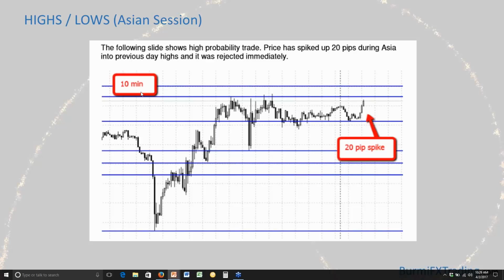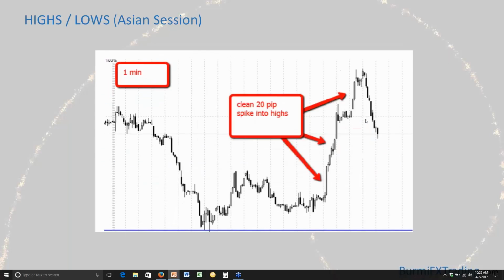And this is a 10-minute candle chart. So we would actually take our sell entry here, and we are expecting the price to come back to the base of the spike. And now that's what it looks like on a 1-minute time frame. So that's what you are looking for.